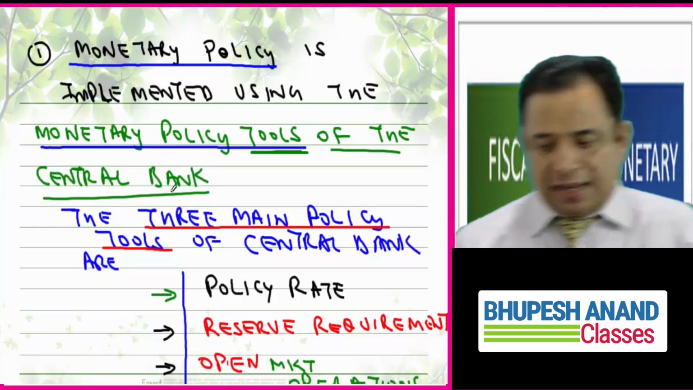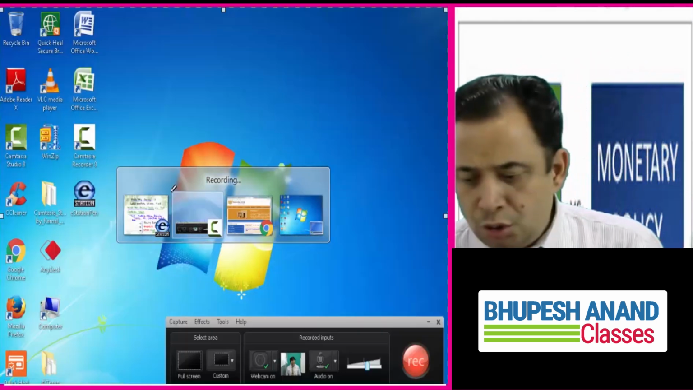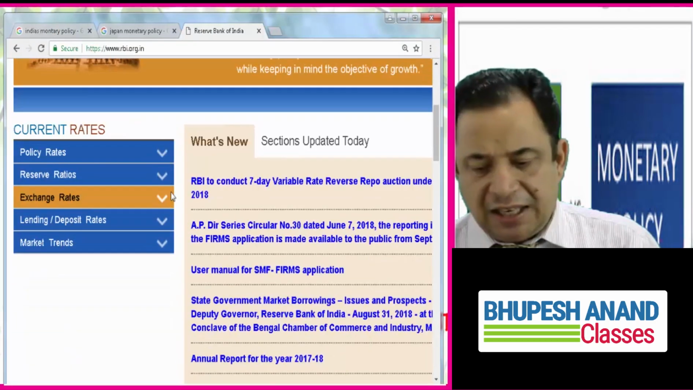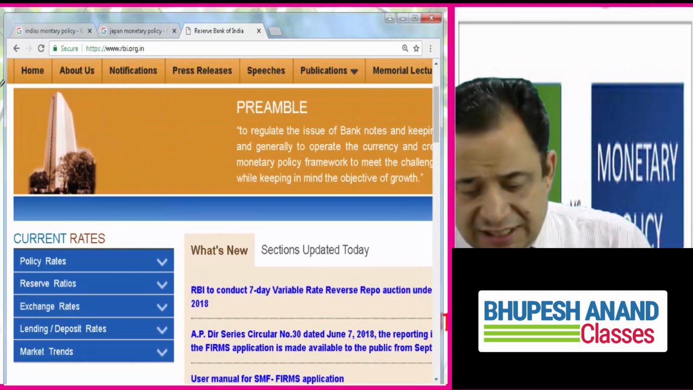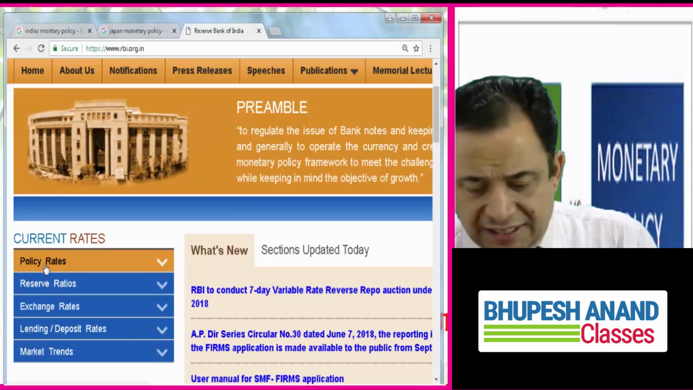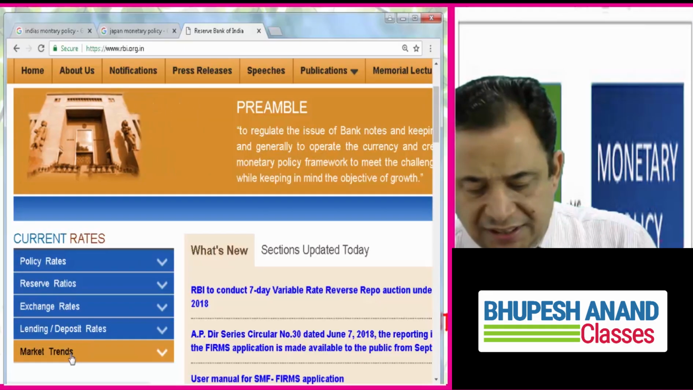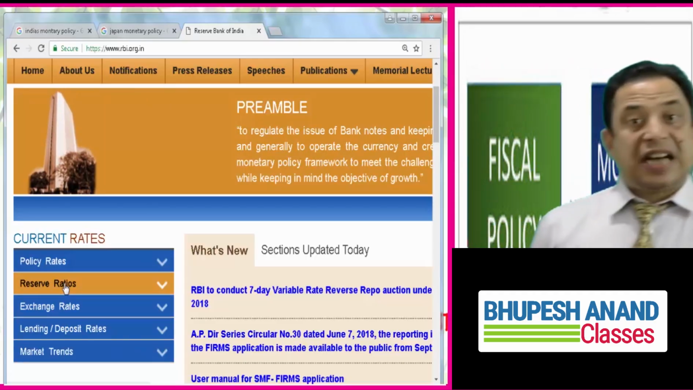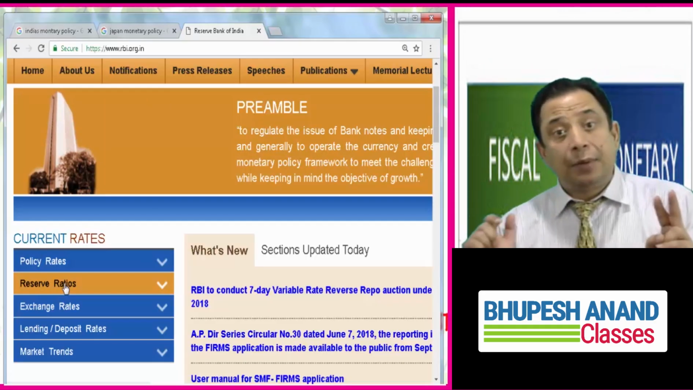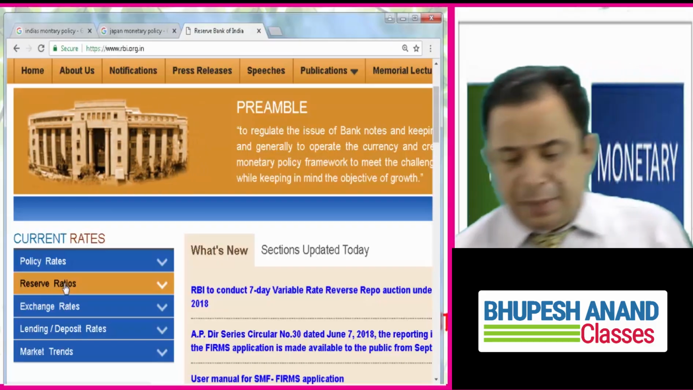So we are coming to that. Before that, I want to just show you the Reserve Bank of India site, India's central bank. Just see, these are the policy rates, these are the reserve ratios, these are the exchange rates, these are the lending and deposit rates, and these are the market rates. So policy rates and reserve ratios are the two tools which I am going to tell you about today.